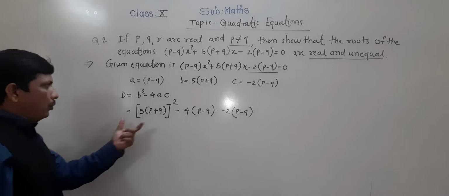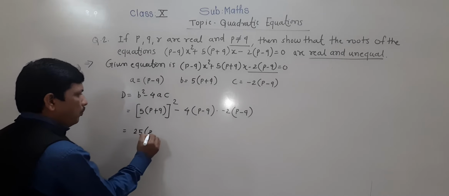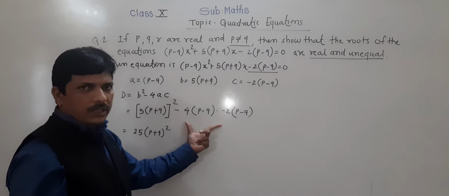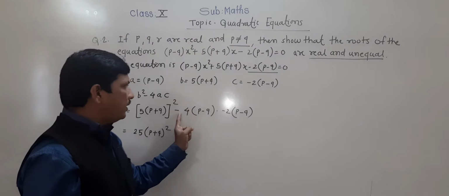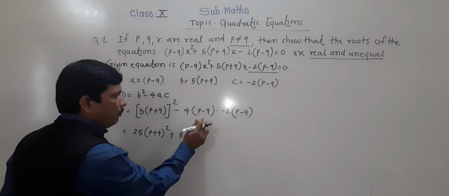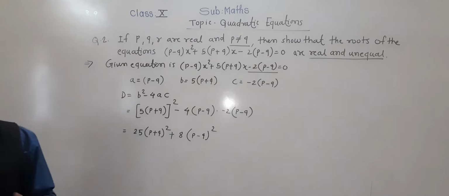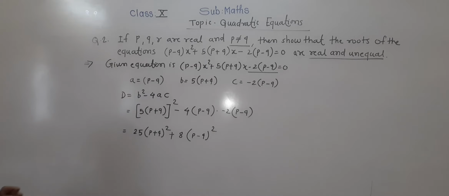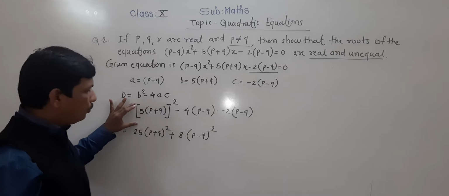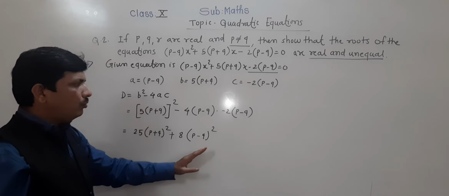Okay, so now we will solve this. That is, 5 square will be 25 (p plus q) square. There is multiplication between this and this bracket, so minus into minus will be plus, 4 twos are 8, and (p minus q) into (p minus q) will be (p minus q) square. So we have got this after the solution of this step: 25 (p plus q) bracket square plus 8 (p minus q) bracket square.